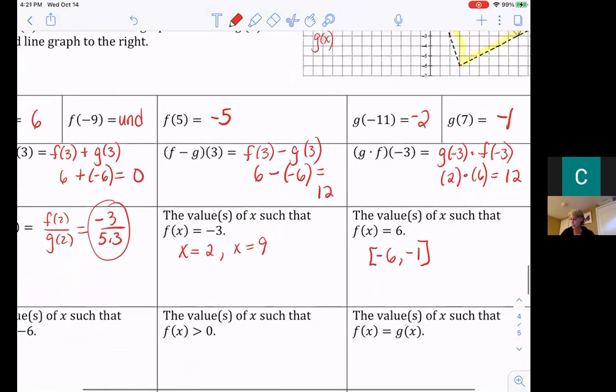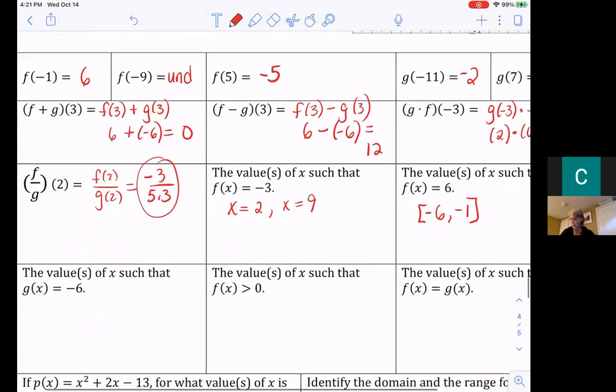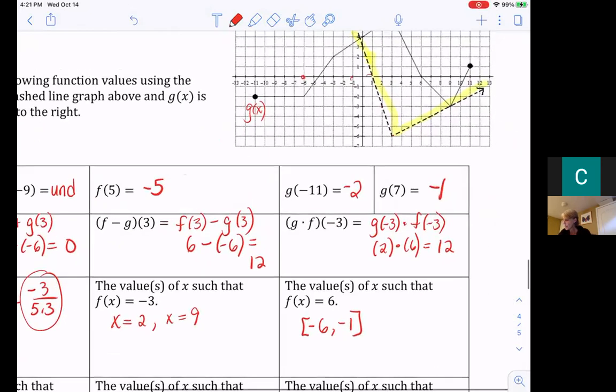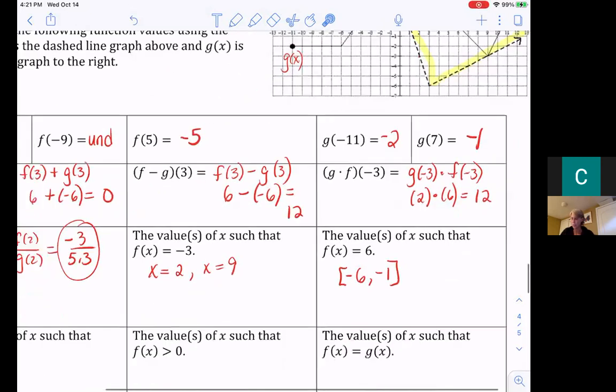The values of x such that g of x equals negative 6. Well, g of x never equals negative 6. It never goes down that low. If I trace along it, it never gets to negative 6. None.